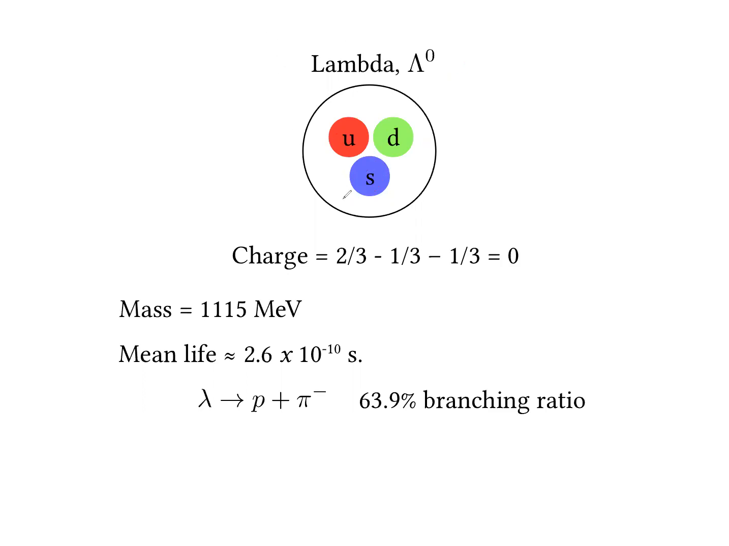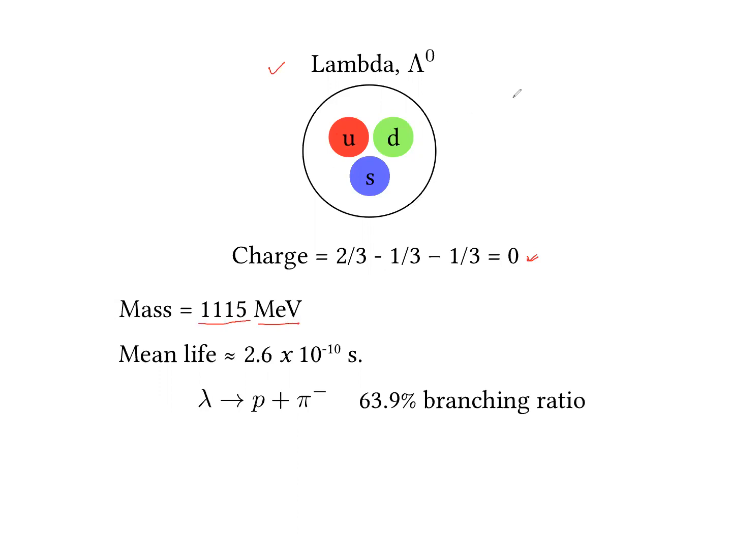So people gave it its strange name because it is acting strangely. Lambda is made up of up, down, and strange quarks, so its charge is 0. The lambda mass is about 1115 mega electron volts.